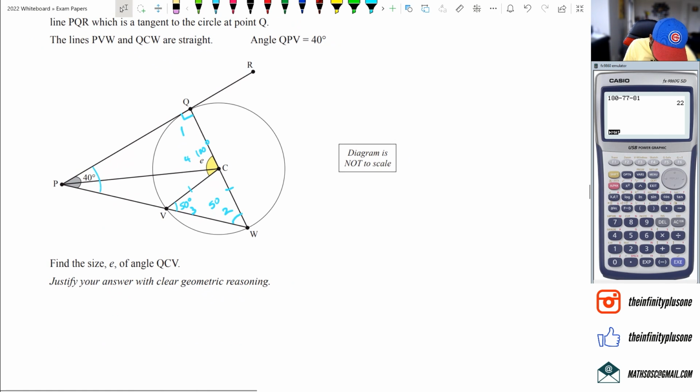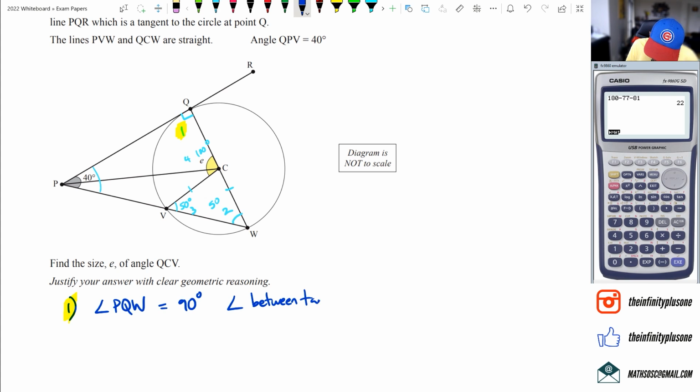Okay, so the first part, and I guess it's really easy for me to just play around with the numbers first and then get the answer. Once I'm happy with that, then I actually write down the numbers and the reasoning. So angle number 1, so that's angle PQW. So let me highlight it for you guys. So this is the first angle here, which is equal to 90 degrees. All right, and we can say that that's because it's angle between tangent and radius. Tangent and radius is 90 degrees, so that's number 1.